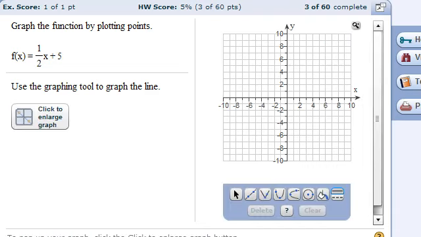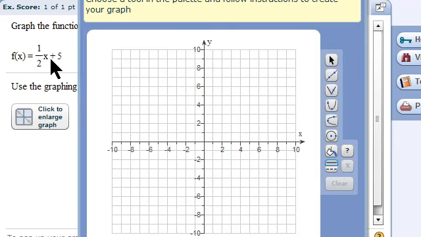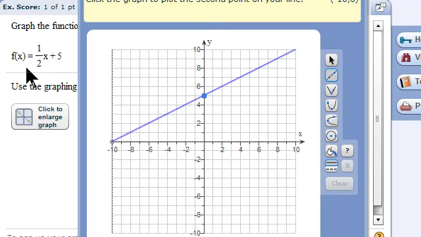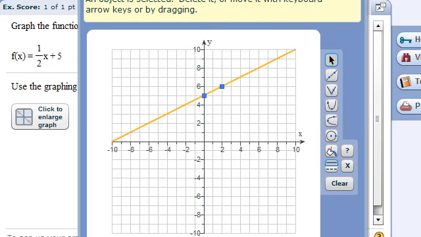Let's do another one just to make sure we've got the hang of it. I'm going to do a few. Here, the y-intercept would be 5, so I start at 0, 5. Now the slope is 1/2, so that tells me I'm going to go up 1, right 2. And that gives me my second point.